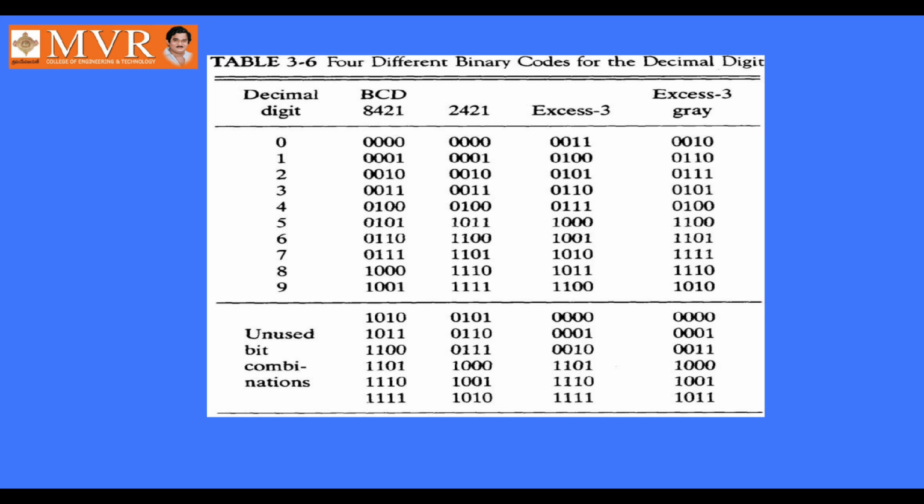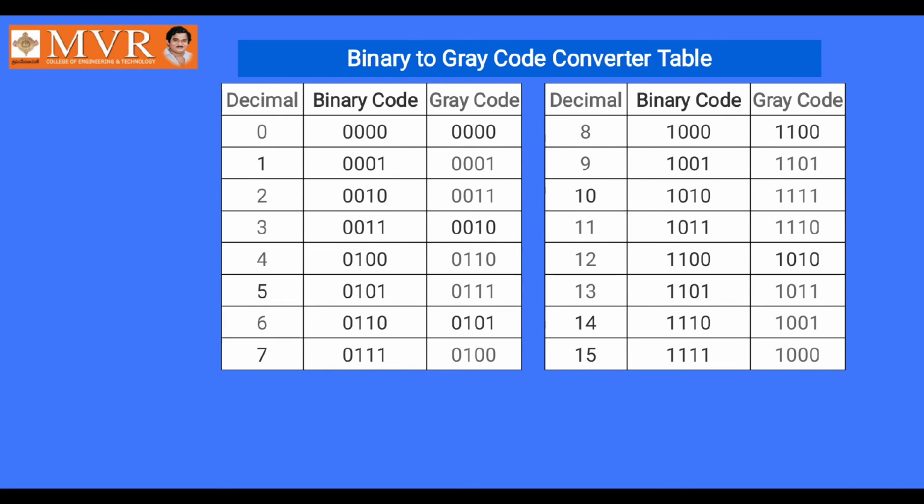And gray code is also the same. The same table we have given for gray code previously. The summary is given here, the same from 0 to 7 and 8 to 9, 10 and 11 onwards. So if you calculate, you will get different values for gray code.